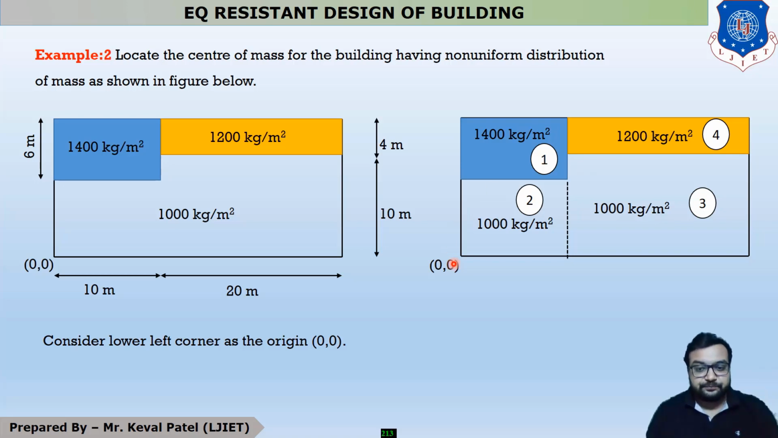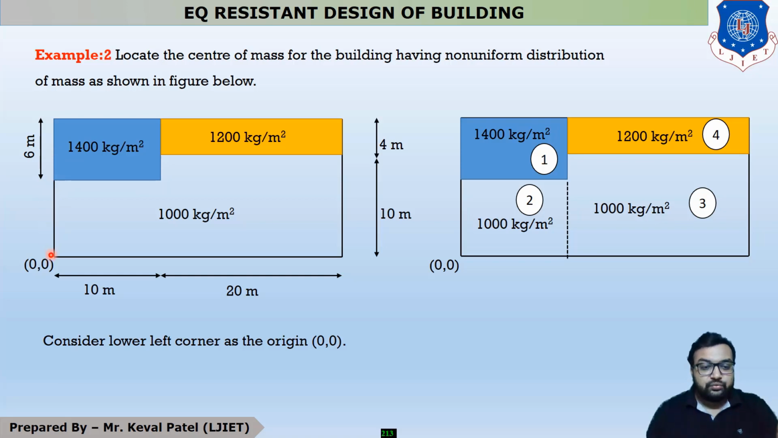Similarly in the y direction, this is your part number 1. This total height is 14 meter, you can see 10 plus 4, and this height is 6 meter. So you can consider this height as 8 meter. This is your 6 meter height, in which your CG is at 3 meter. But what is the value from 0, 0? From 0, 0 it is 8 plus 3, which is 11 meter. So your value of y1 is 11 meter.